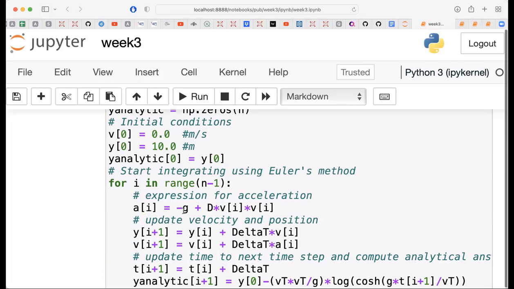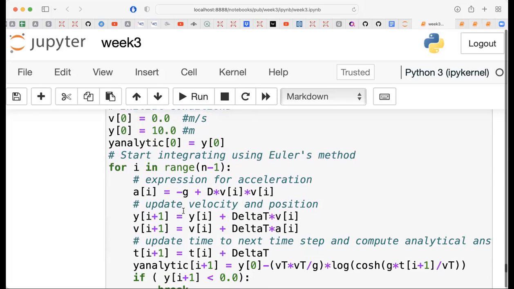So if this had been the gravitational force, you would have to change this expression. And then you see now we are using Euler's method to simply integrate up the position and the velocity. And then we need the expression for the acceleration. This is in case we just deal with a problem in one dimension.